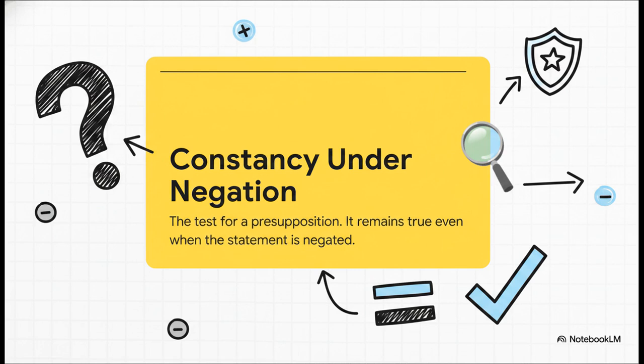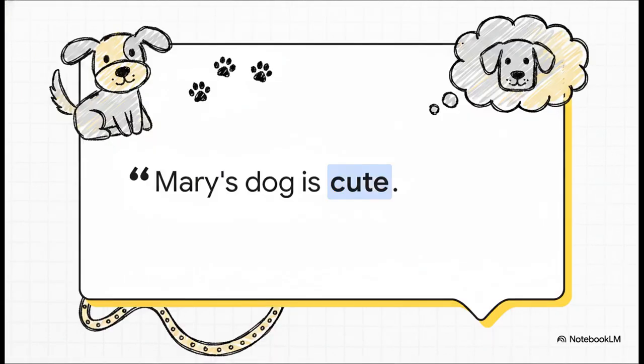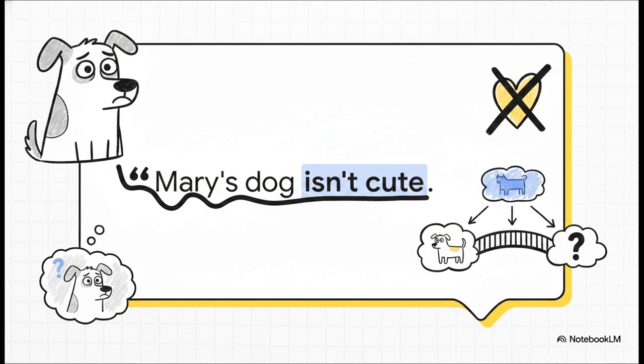So how can you be 100% sure that you found a presupposition? Well, there's a fantastic, really reliable method for this. It's called the constancy under negation test. Sounds fancy, but it's a super simple trick that works almost every single time. Let's take a really simple, positive statement like this one. Before the speaker even says this, what do they have to believe is true? Well, they have to assume that Mary actually has a dog, right? That's our presupposition.